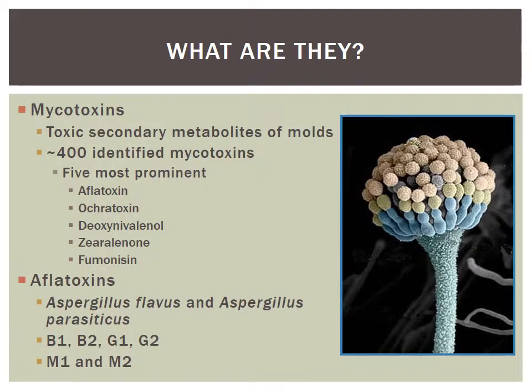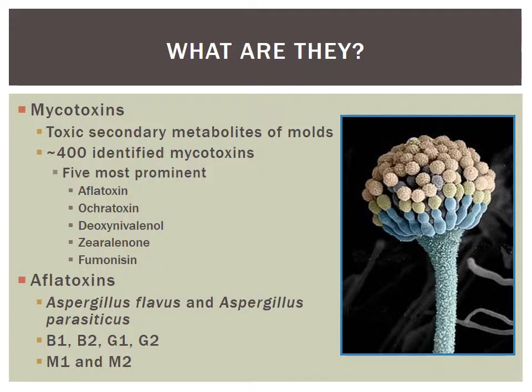There are nearly 400 known mycotoxins, but the five most prominent naturally occurring mycotoxins in human foods and animal feeds are aflatoxin, ochratoxin, deoxynivalenol, zearalenone, and fumonisin. I'm going to focus on the aflatoxins as they are the most thoroughly studied and behind which there is epidemiological evidence of the adverse health outcomes behind exposure to them.